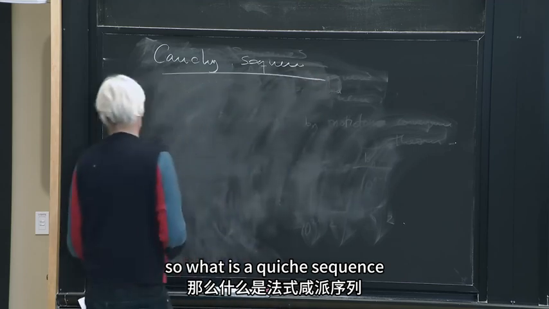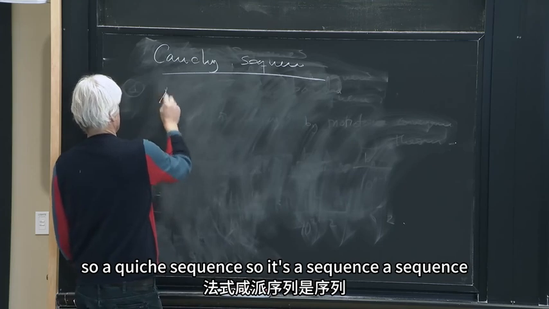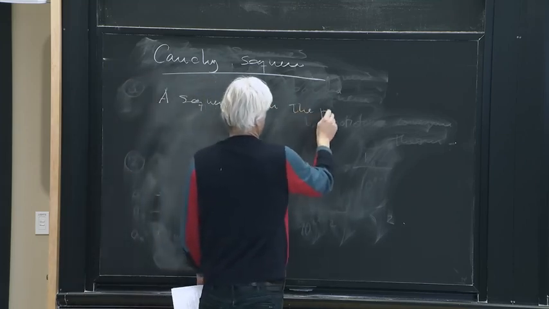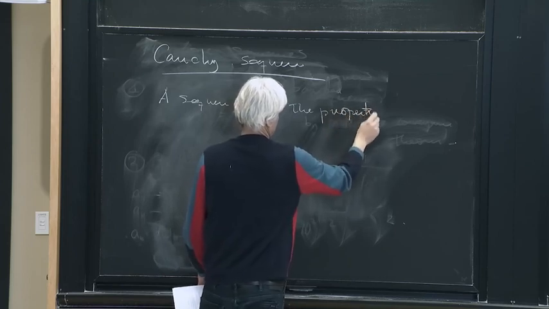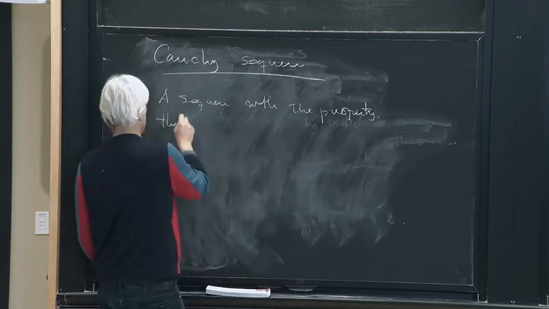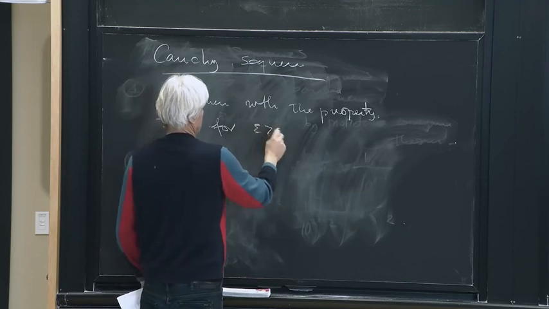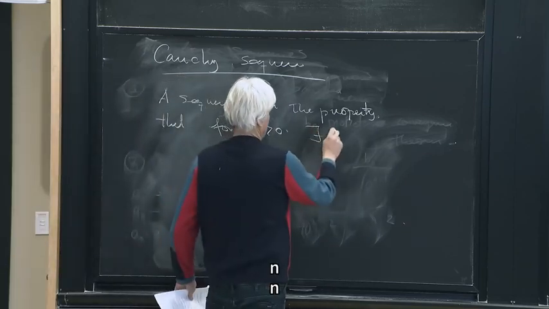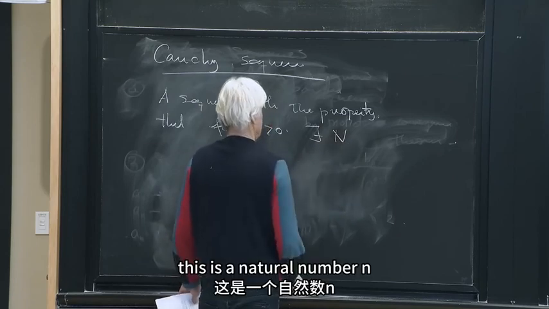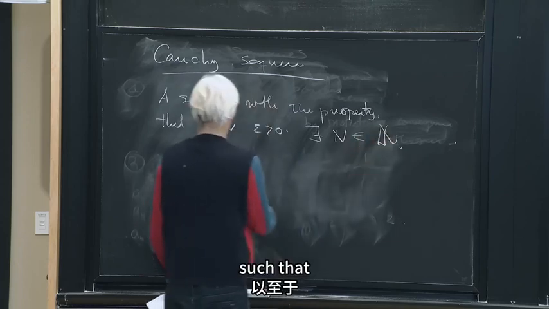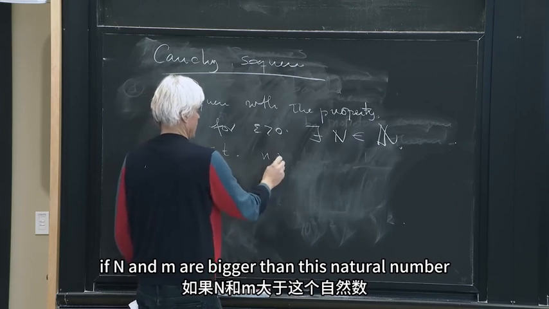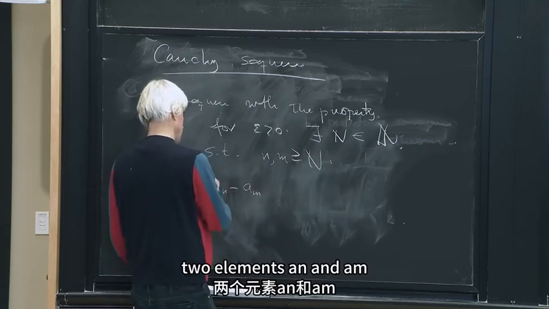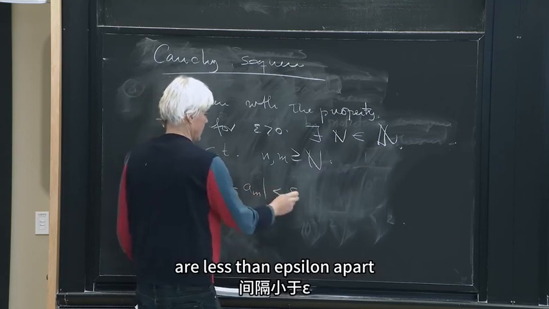So what is a Cauchy sequence? A Cauchy sequence is a sequence with the property that for all epsilon greater than 0, there exists a natural number N such that if n and m are bigger than this natural number, then the 2 elements, an and am, are less than epsilon apart.